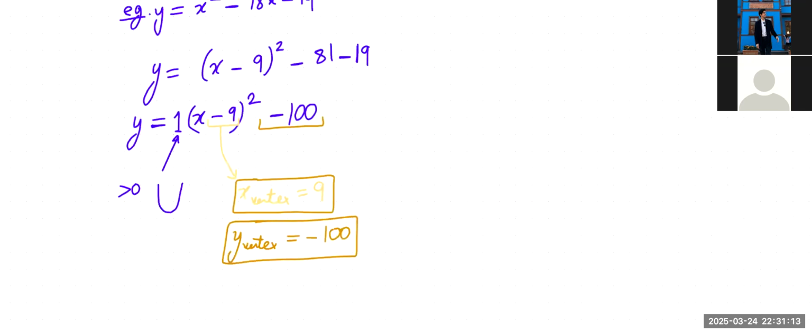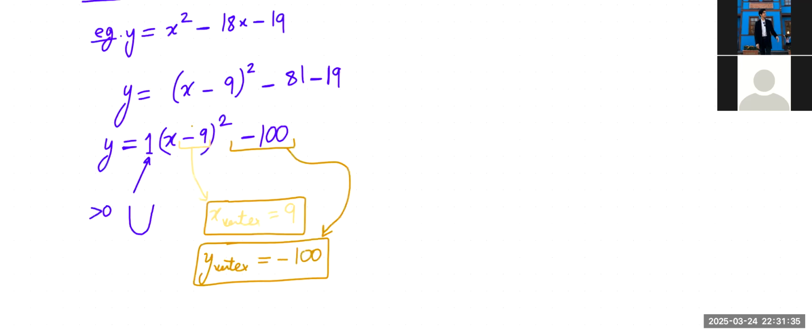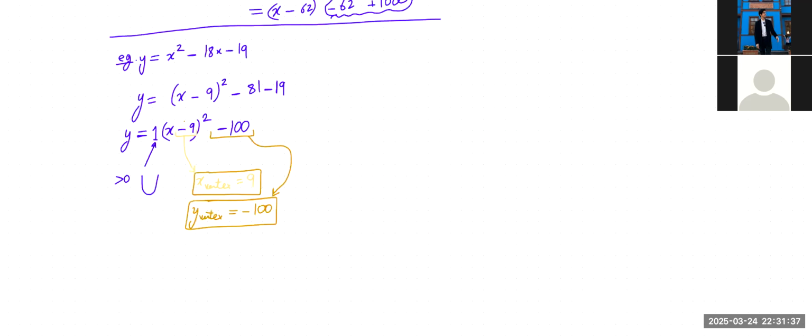Now remember, the main takeaway is that the opposite sign of this number is the x value of the vertex, and this number itself is the y value of the vertex. So don't mix this up. x minus this number, and this whole number is the y value. So that's the first thing you can find out from a vertex form.